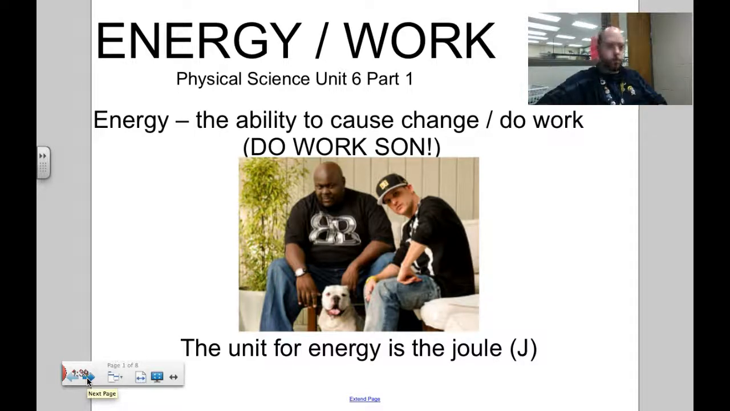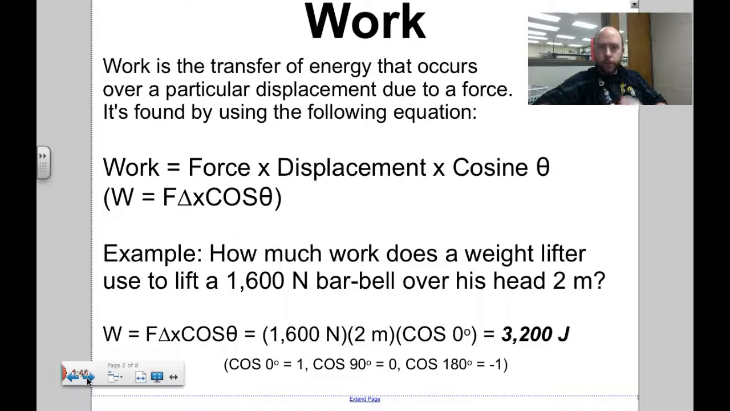So what is work? What does it mean to do work on something? Well, work is a transfer of energy over a particular displacement due to a force. I'll repeat that. It's a transfer of energy, the amount of energy to use a force on an object over a particular displacement. And it's found using the following equation. Work equals force times displacement times cosine theta, where theta is the angle between the displacement and the force. You may get a little confused with this cosine theta, but this video should hopefully help you out.